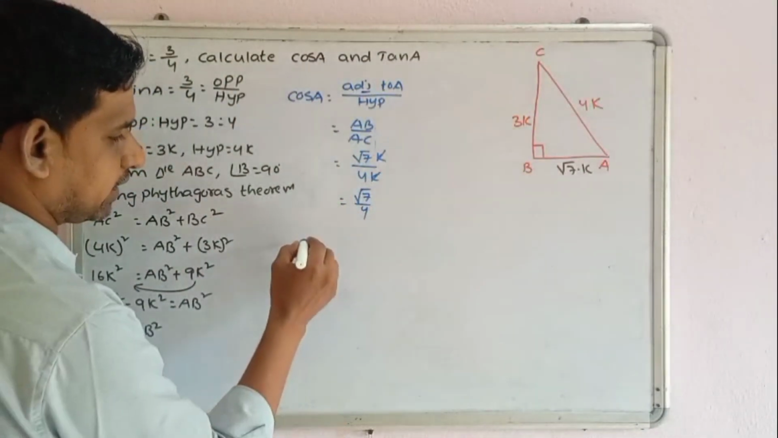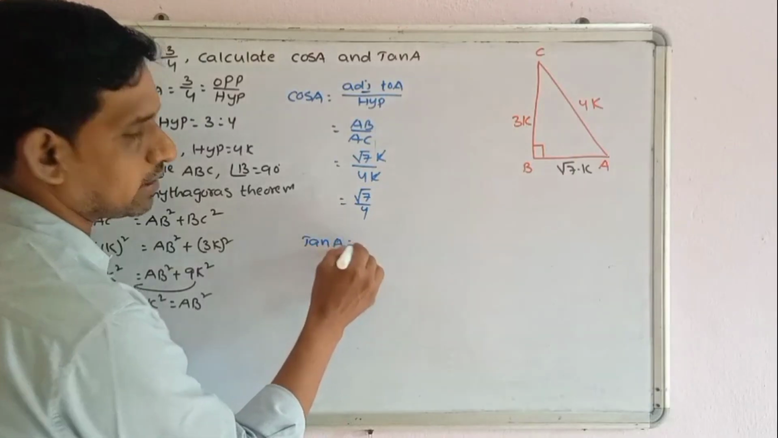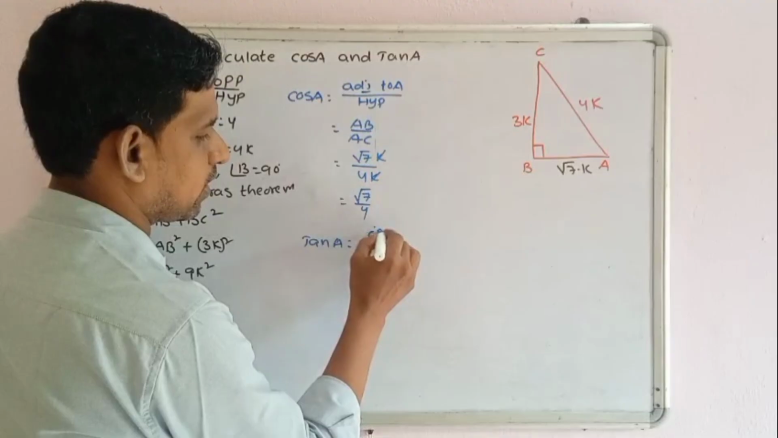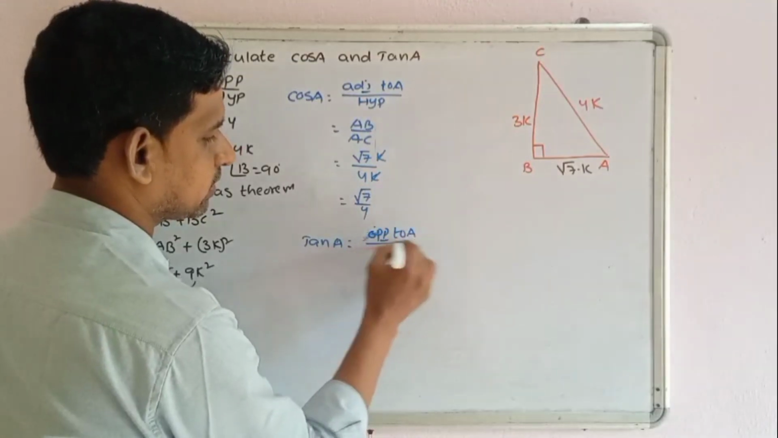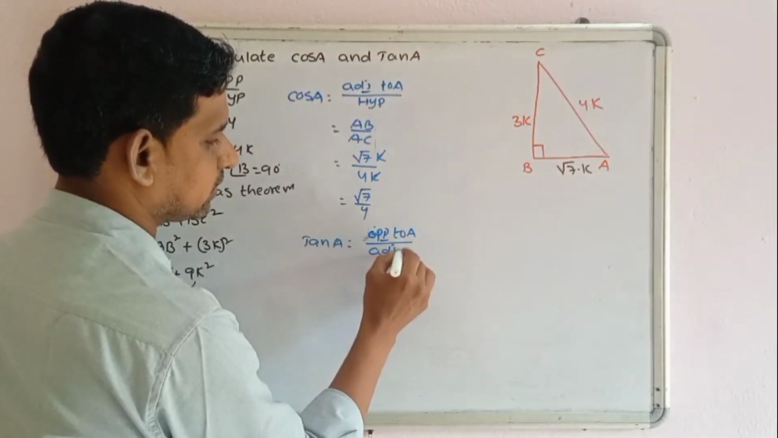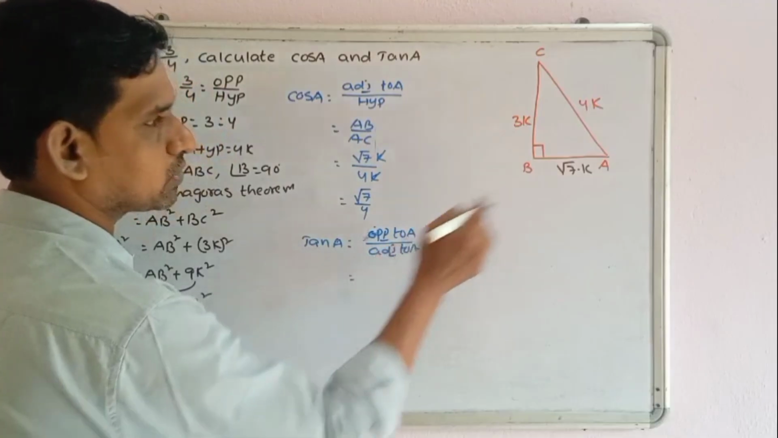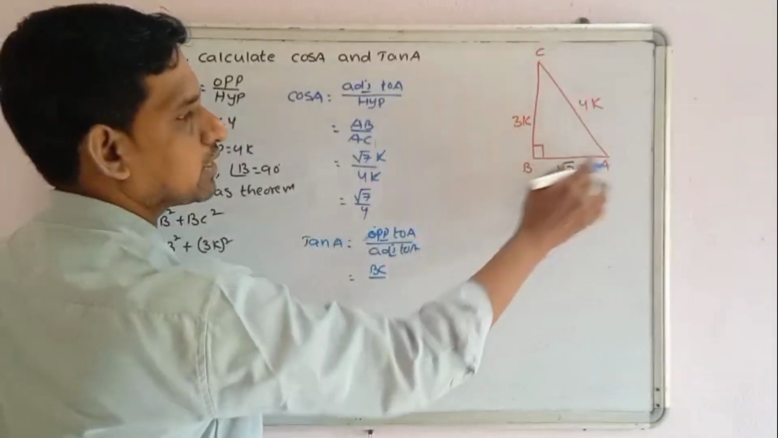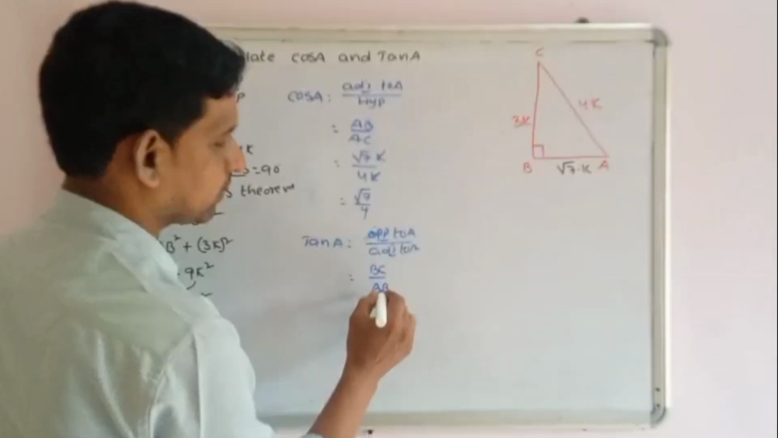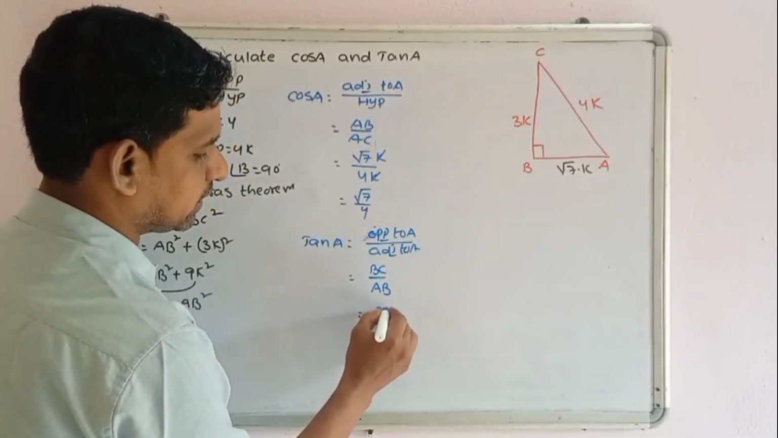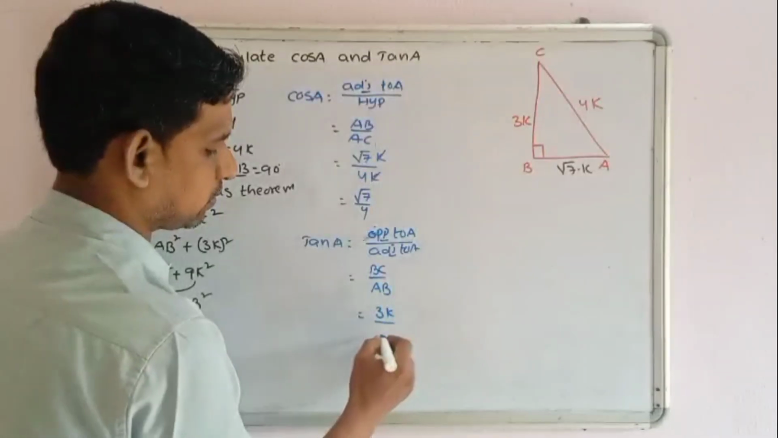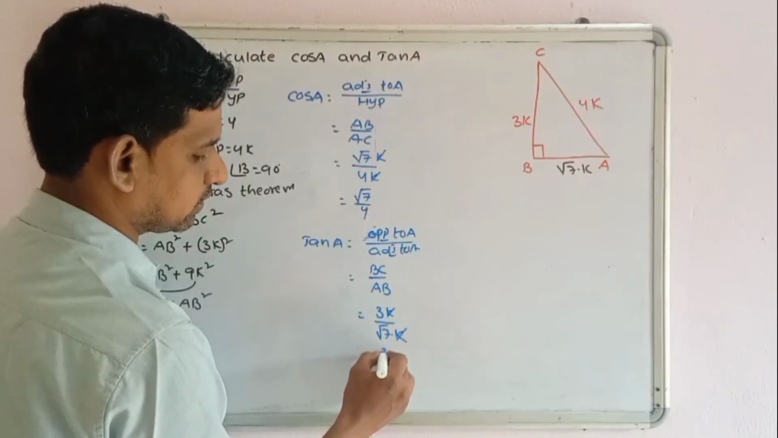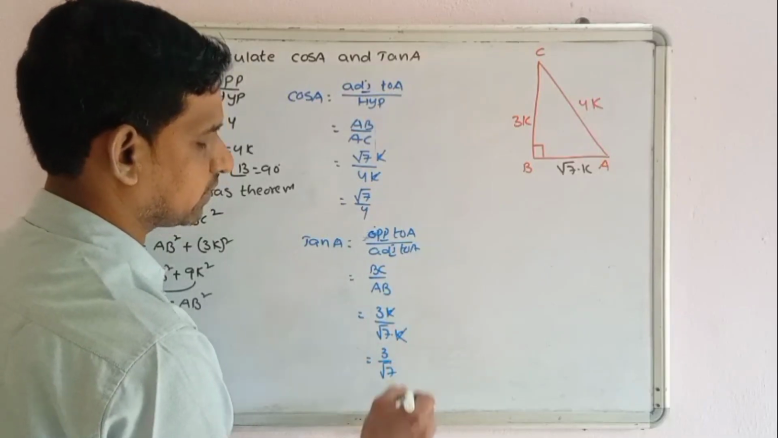Next. Tan A. Tan A means side opposite to A by side adjacent to A. Side opposite to A is BC. Side adjacent to A is AB. BC value how much? 3k. AB value root 7 times k. Now k gets cancelled. 3 by root 7.